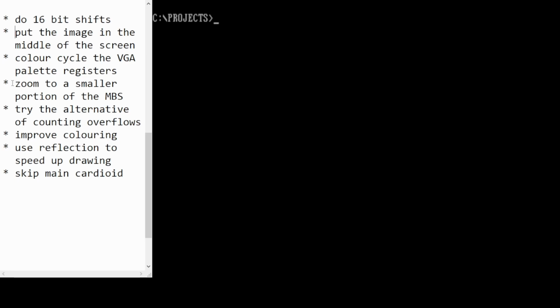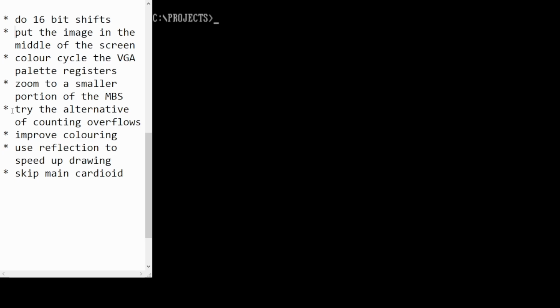Another possibility is to zoom to a smaller part of the Mandelbrot set. At the moment we're displaying the whole thing, but if you use different starting values and you use different shifts as you go from pixel to pixel, then you can zoom in on the Mandelbrot set. Now you can't zoom far because we're only doing 16-bit approximations here, but you might be able to zoom a little bit, and this could be a fun exercise.